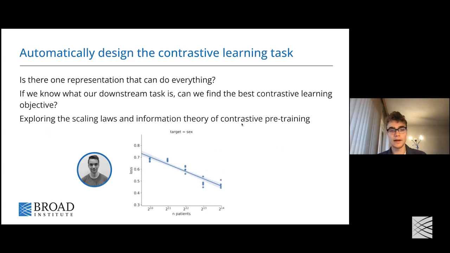And then this is some work with Jackson Killian, who interned with us in the summer and is a Harvard PhD candidate. Can we potentially automatically design the contrastive learning task? Do we need that intuition that we had that patient identity would be a good contrastive learning task? Or can we see a huge data set with a downstream task in mind and build the contrastive learning task automatically?